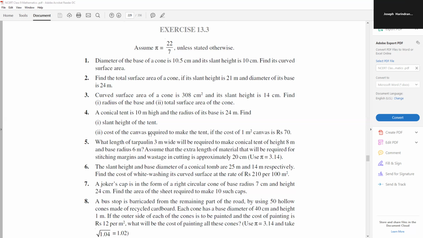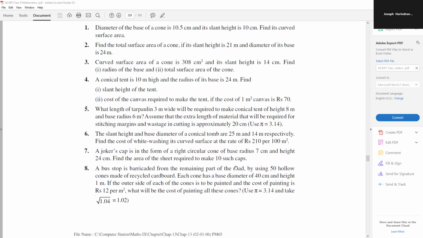Since the canvas required for the tent is only on the curved surface area, we don't put the canvas on the ground. We don't spread the canvas on the floor of the tent. So we only do the roof, that is the conical part. So the CSA of the tent is the area of canvas required, thereby πrl, and multiplied by 70 rupees per square meter is the cost of the canvas required.